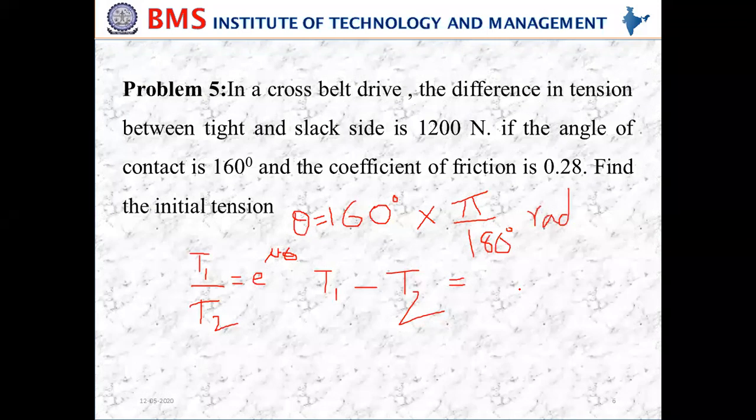So substitute the value of theta in radians by multiplying with pi by 180 and get the T1 by T2 in terms of e power mu theta. Mu is known, theta is known. Substitute the values and get the constant. T1 in terms of T2 you are going to get here. Then replace this T1 with the value which you got from here and get the T2, and then substitute in this equation to get the T1. Once you have got T1 and T2, substitute in the equation of initial tension, T0 is equal to T1 plus T2 by 2.